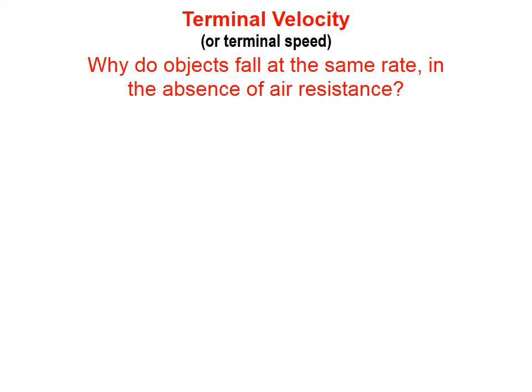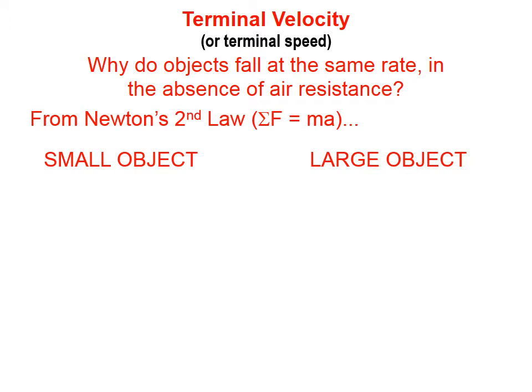Terminal velocity is sometimes called terminal speed. Why do objects fall at the same rate in the absence of air resistance? From Newton's second law, the sum of the forces is equal to the mass times the acceleration. We could rearrange that equation by dividing both sides by m to read: the acceleration is equal to the sum of the forces divided by the mass.